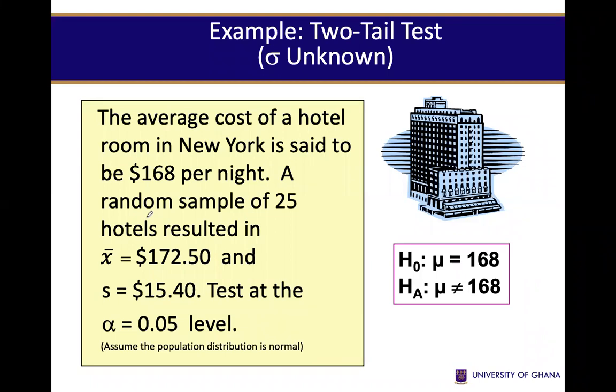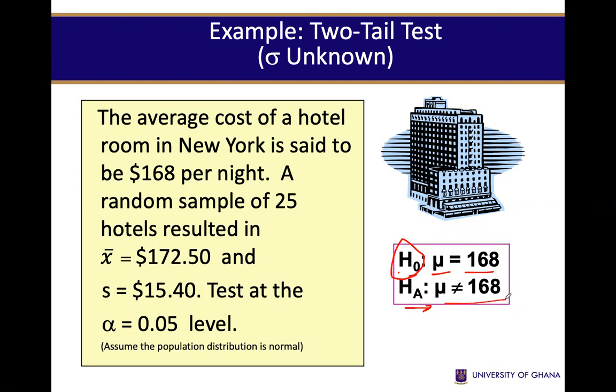So in our formulation of the hypothesis, we indicate that H naught, the null hypothesis, is such that mu is equal to 168, and the alternate is such that mu is not equal to 168. Once you have that, you have it at the back of your mind that this is really a two-tailed test. Now we are going to use the steps that we identified in hypothesis testing to do this.